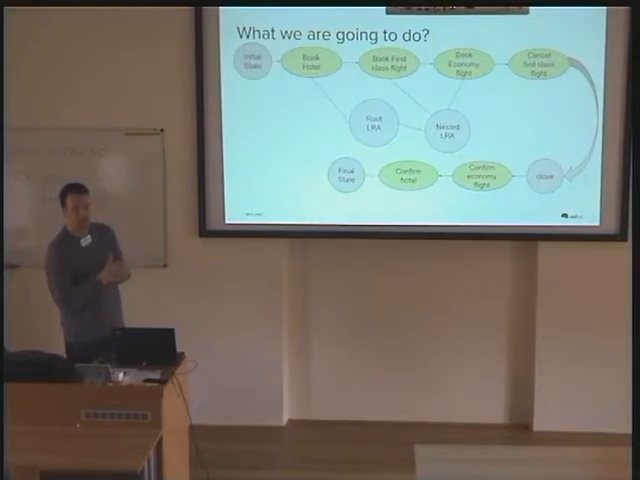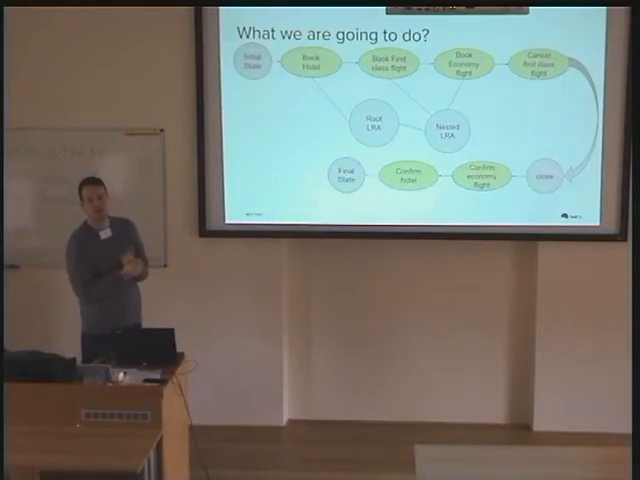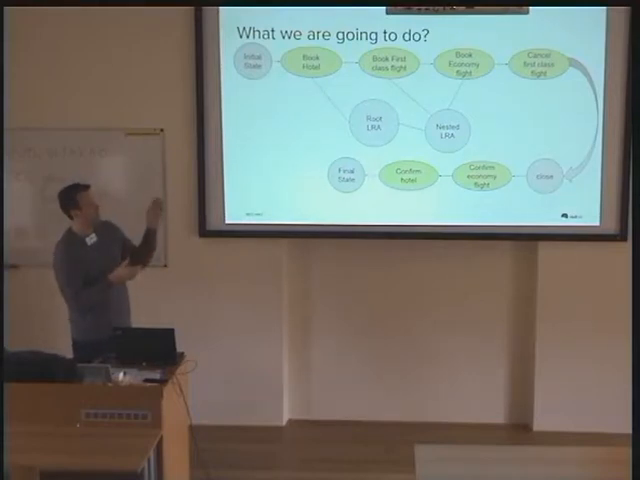So that's the kind of idea. What you'll notice is I'm going to use a nested long-running action to give me this sort of relaxed atomicity, which allows me to confirm both flights but then subsequently release the first class flight. So that's relaxed atomicity there. We're also going to see, well, it might not be that clear about the relaxed isolation, but effectively by booking those two flights and those being visible to other clients, we've relaxed isolation.